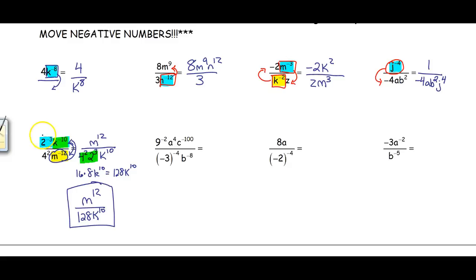So notice here, 2 raised to the negative 3rd, a whole number. It wasn't just a variable. We moved it to the bottom because it has that negative exponent. You can never have a negative exponent.